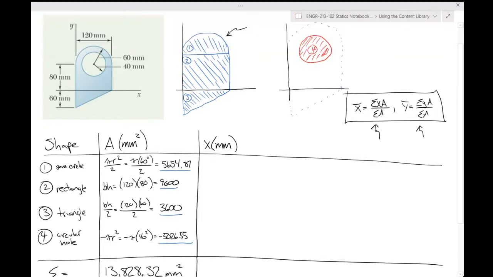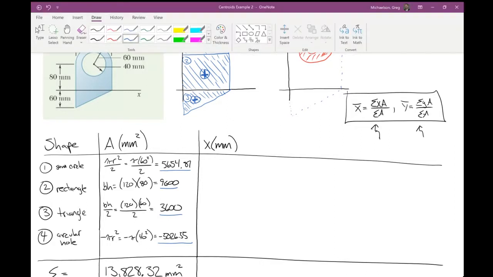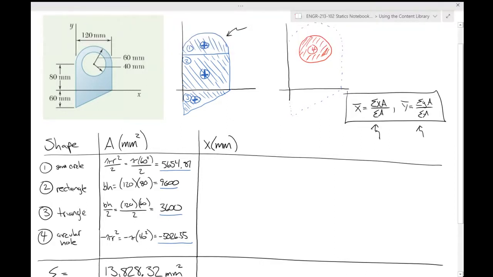Let's put some symbols here. Shape 1's centroid is probably somewhere right there. Shape number 2 is probably right here. Shape number 3 is probably right here. And shape number 4 is actually where I put the little logo there. Maybe I'll delete that so that we can see what's going on. That's 4.